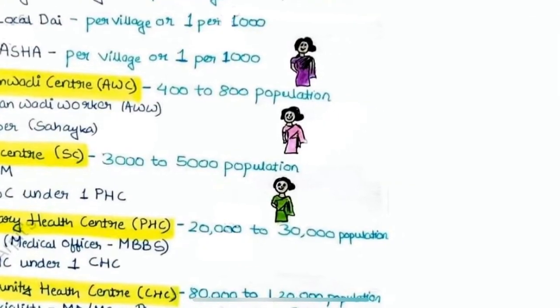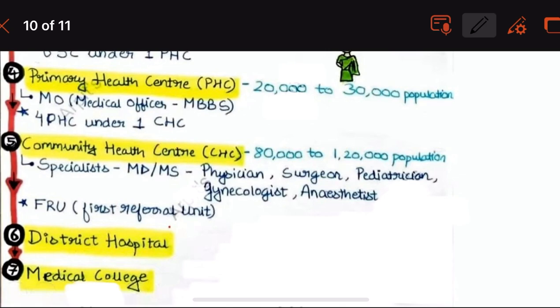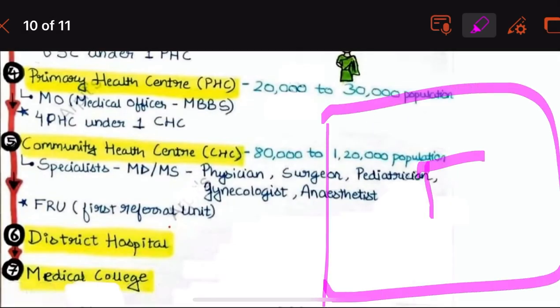Moving on to the sub center. For 3000 to 5000 population, we have one sub center. To understand this, in the previous video I said that in the urban areas we have all the high specialized hospitals, private clinics, polyclinics, and specialized centers, regional and central hospitals, institutions, medical colleges. All of this is centered in the urban areas.